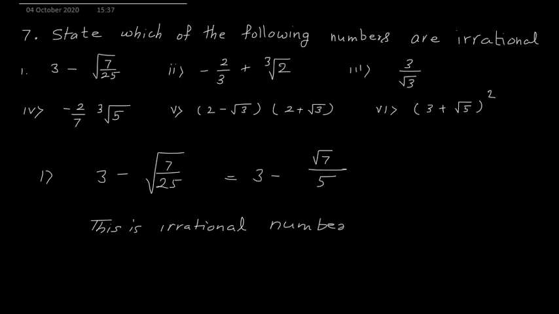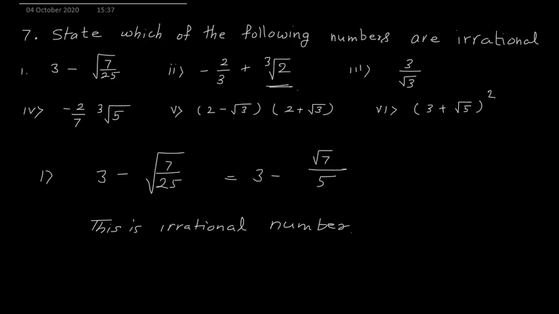So you have to first simplify and then check whether it is rational or irrational. Now minus 2 by 3 plus third root of 2. Again this third root of 2 is an irrational number. Addition or difference of a rational and an irrational number is irrational. So therefore this second question is also an irrational number.